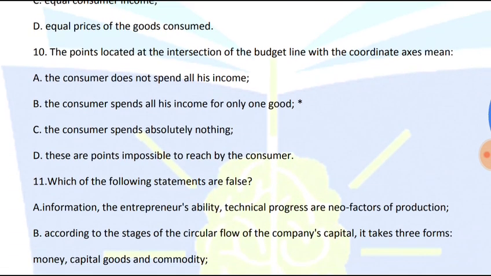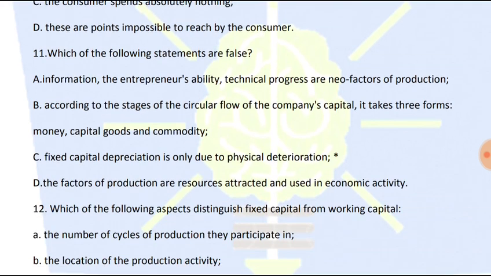The next one is, the points located at the intersection of the budget line with the coordinate axis mean the consumer spends all his income for only one good. The next question is, which of the following statements are false? Among these statements, fixed capital depreciation is only due to physical deterioration is false, whereas information, the entrepreneur's ability, technical progress are new factors of production is true.